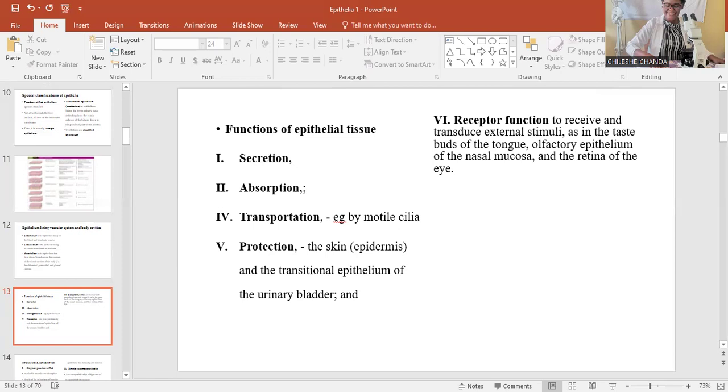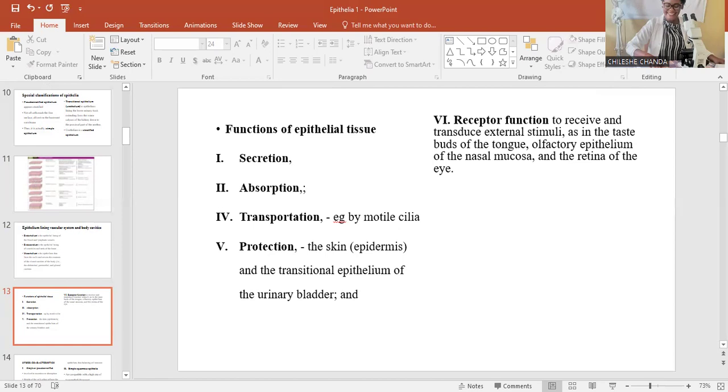Absorption. Some epithelial tissue is specialized for absorption, also found in organs such as the GIT. All right, and this is also simple columnar epithelium. For absorption, we may also find some pseudostratified columnar epithelium found in the epididymis that is also specialized for absorption.